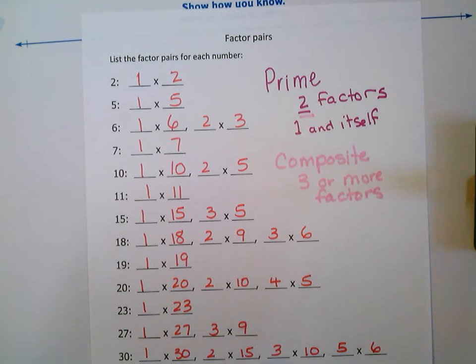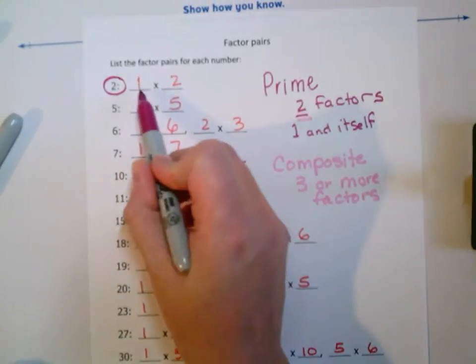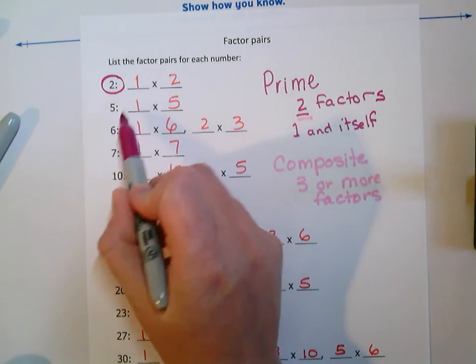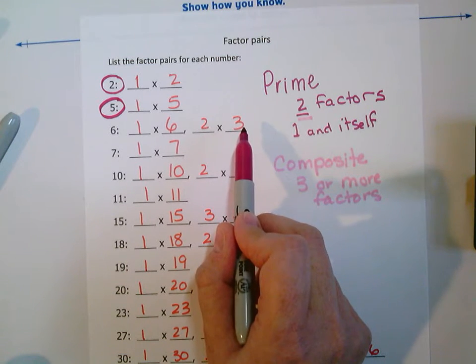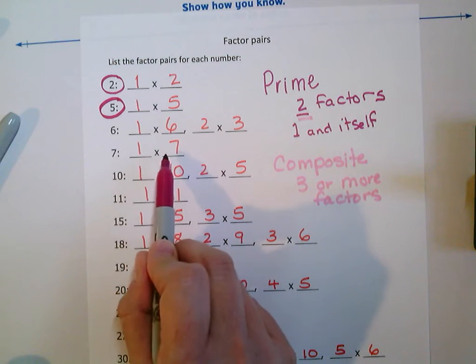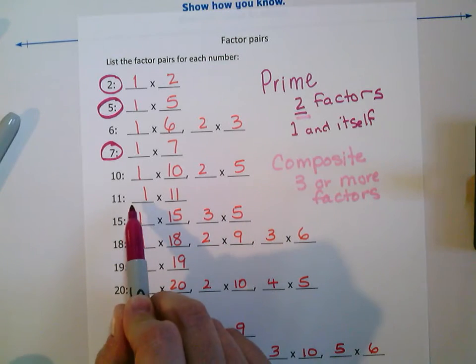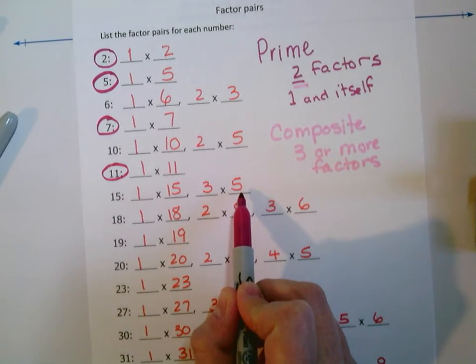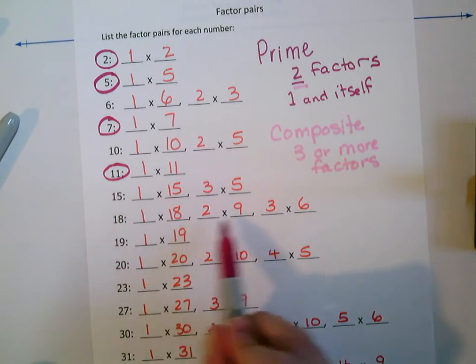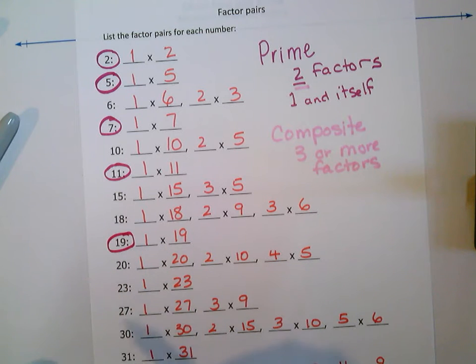So I can go through and take a look at all my primes. I'm going to circle my prime numbers. 2 only has one factor pair, two factors. 5 is prime. 6 has more than 3 factors, so 6 is a composite number. 7, 2 factors, it's prime. 10, more than 2, it's composite. 11, 2 factors, prime. 15, 4 factors, composite. 18, 6 factors, composite. 19, 2 factors, it is prime. 20, 6 factors, it's composite.